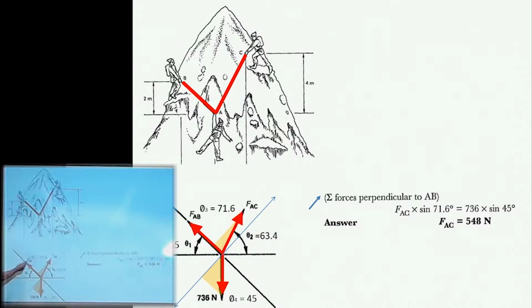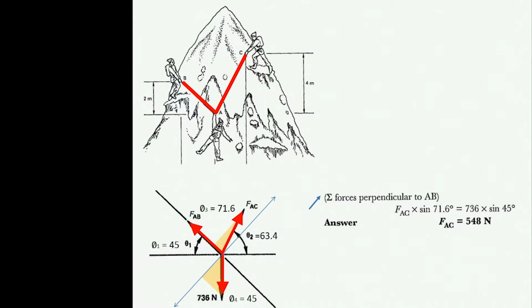So resolving perpendicular, we've got our FAC, and then from this line here we've got 71.6, so we've got the sine of that equals our 45, sine 45 times by our 736. So our FAC is 548. Very simple example.